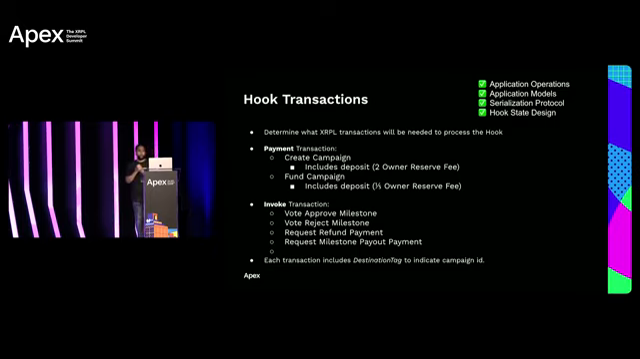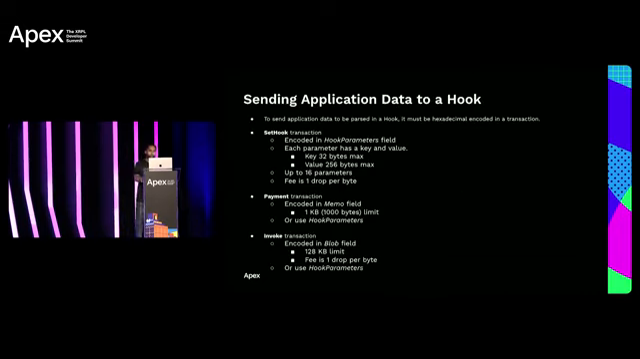And yeah, so now we look at what transactions we'll need to implement these operations, right? So we're going to use payment transaction for creating the campaign, which includes a deposit, and also for funding the campaign. And then for invoke, like I said before, hooks can't automatically be triggered, so we need to use it for voting, for requesting payments, and in each transaction, both payment and invoke, we include the destination tag to indicate which campaign ID we're referring to.